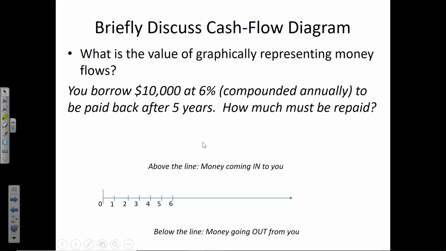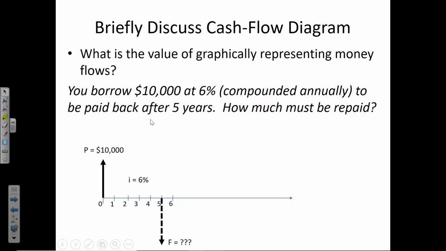Because from our perspective, if we borrow $10,000, then that means in year 0, we're getting some money coming to us. And so we would draw that above the line. So from our perspective, you can see that in year 0, which is the present, we've taken out a known amount of $10,000. The fact that it's a known amount is indicated by the fact that that arrow is solid. It's not a dashed line.